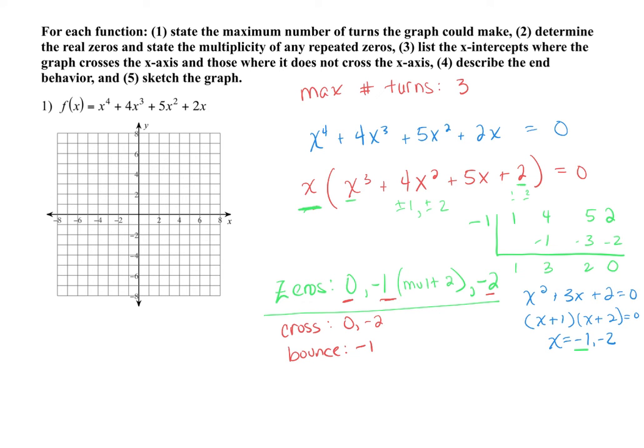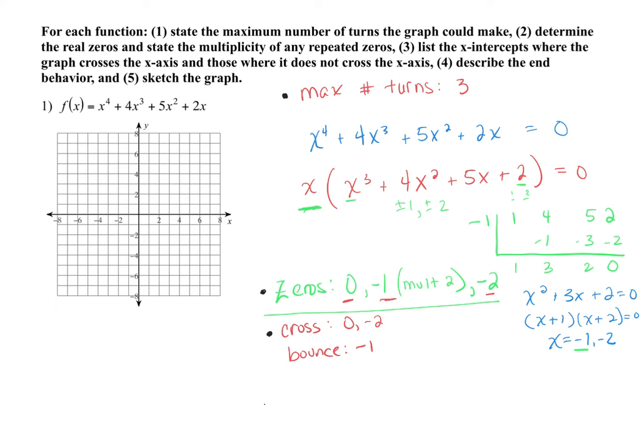All right? So I have really answered a few of these questions, right? I've answered my max number of turns. That was number 1. I have answered determine the zeros and state the multiplicity. And I've answered where it crosses or where it does not cross. All right? The last thing I need to do before I sketch this is do my end behavior. Remember, this is just my shortcuts, right?